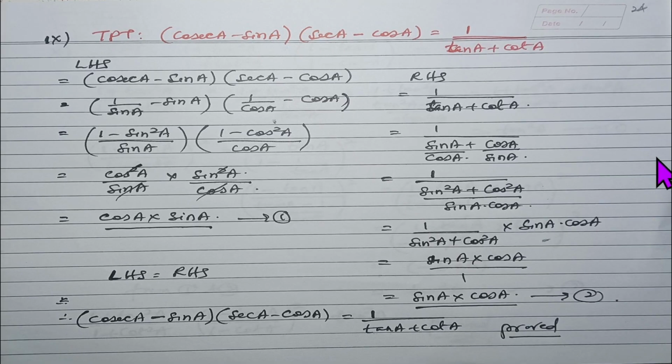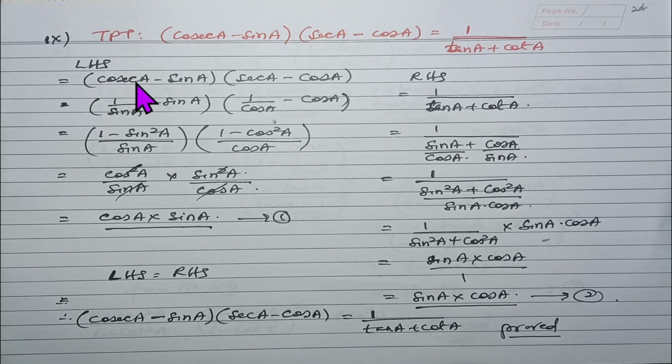Now coming to the next example, that is example number 9, we have to prove (cosec A minus sin A)(sec A minus cos A) is equal to 1 by (tan A plus cot A). So let us understand this. Now here again I will adopt a different method, that is I will find the simplification of LHS and RHS separately. So take LHS here, (cosec A minus sin A)(sec A minus cos A).